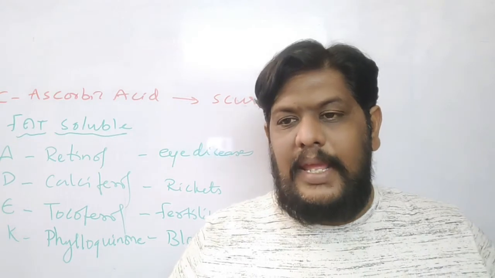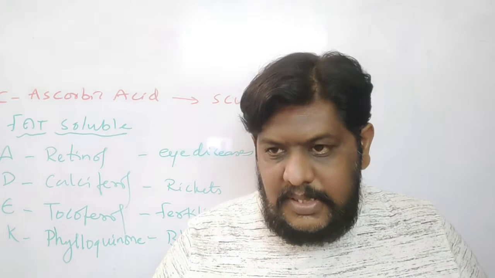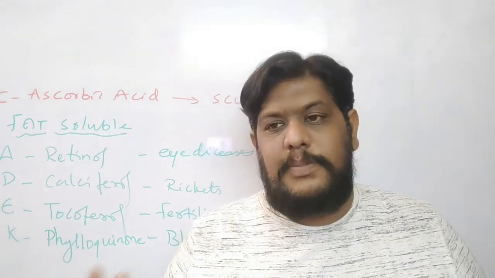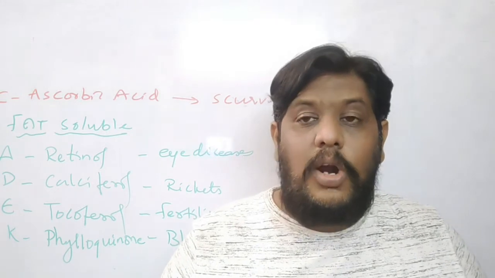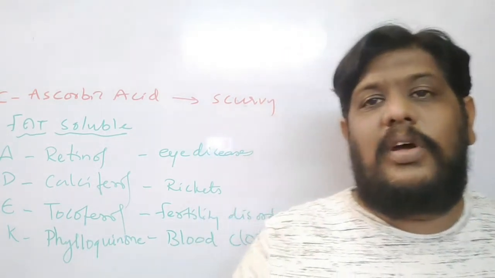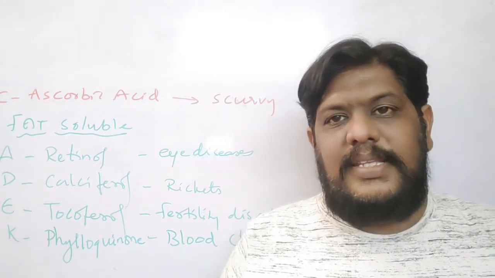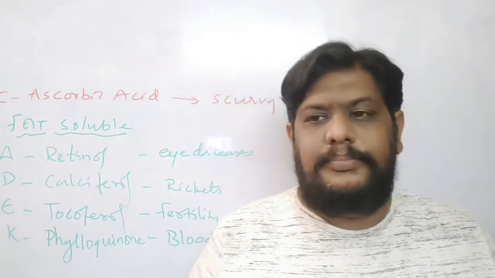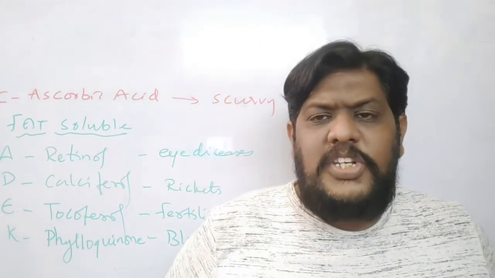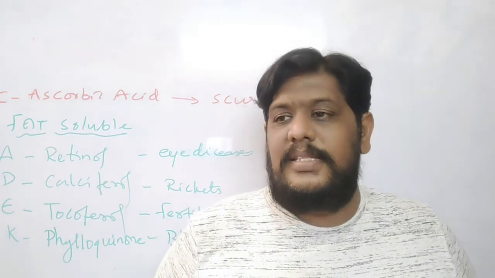Vitamin A is basically present in green leafy vegetables, carrots, tomatoes, pumpkins, papaya, mango, meat, fish, liver, eggs, milk, cod liver oil, and also shark liver oil. Cod and shark are fishes, and their liver oil contains vitamin A. So make sure that you eat them. Deficiency of vitamin A leads to eye diseases as well as skin diseases.